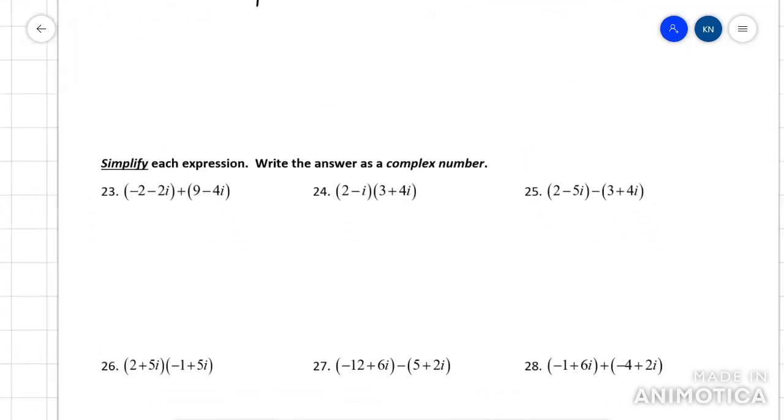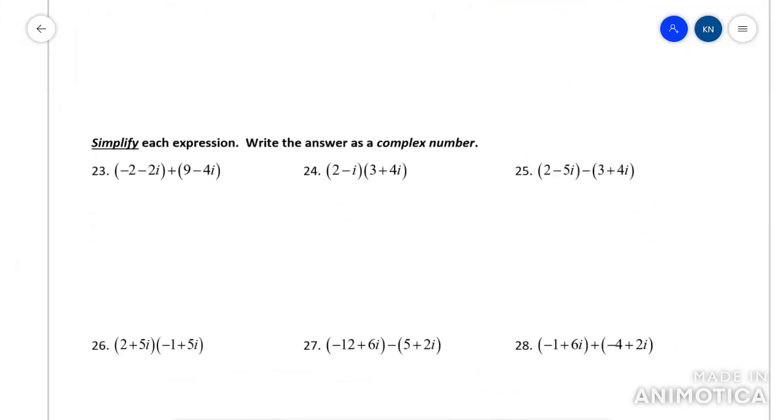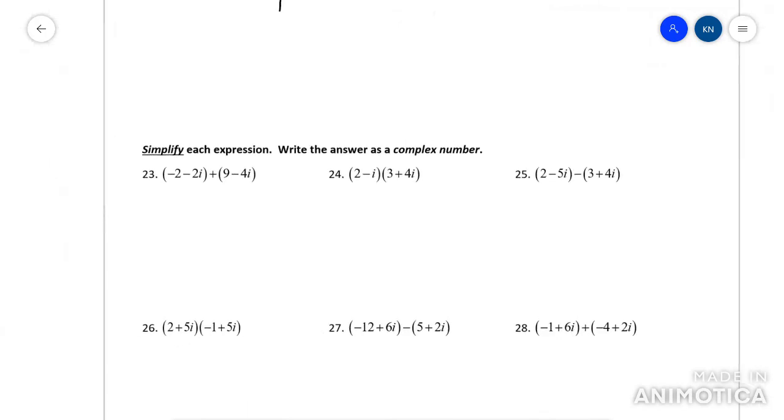All right, and then we get to the complex numbers. You cannot afford to miss these on a quiz or a test. You should consider them freebies almost, especially when it's a plus in the middle, because all this is telling you to do is to combine like terms. Negative 2 plus 9 is 7. Negative 2i minus 4i, or plus negative 4i, is negative 6i. Done.